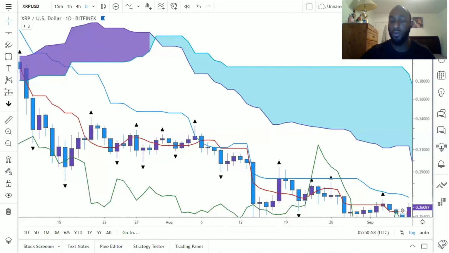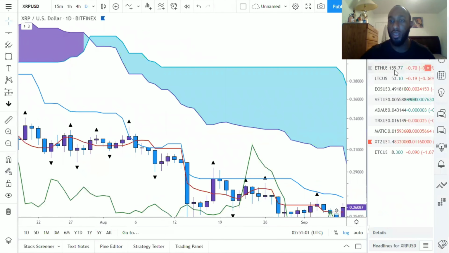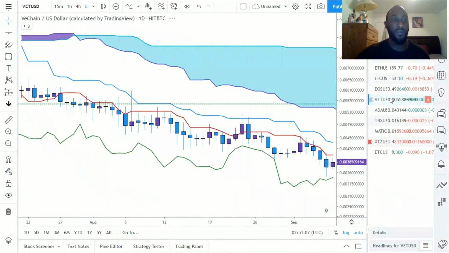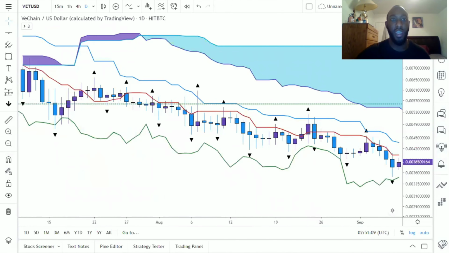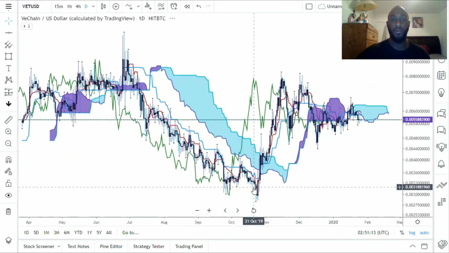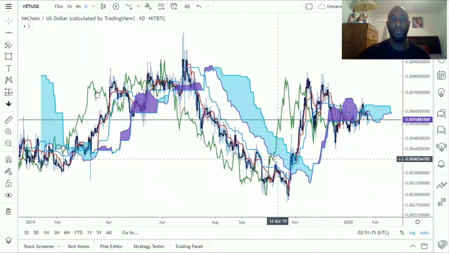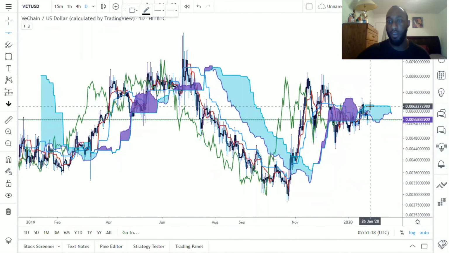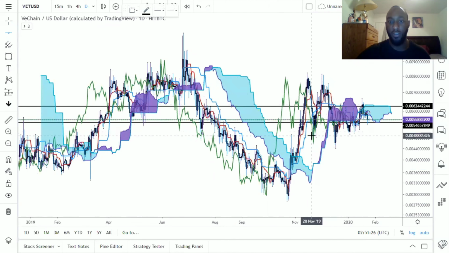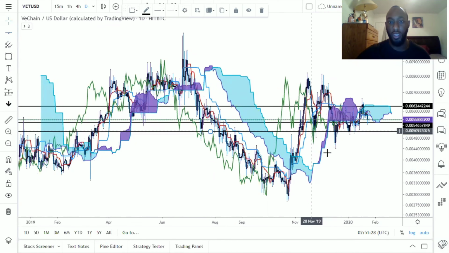So let's go to another cryptocurrency. Let's go with one that I don't really even trade. It's VeChain. All right. Same thing applies. Let's go ahead and zoom out. Let's go ahead and mark this area. Let's go ahead and mark this area. And one more area. Let's see what's a good one right here.